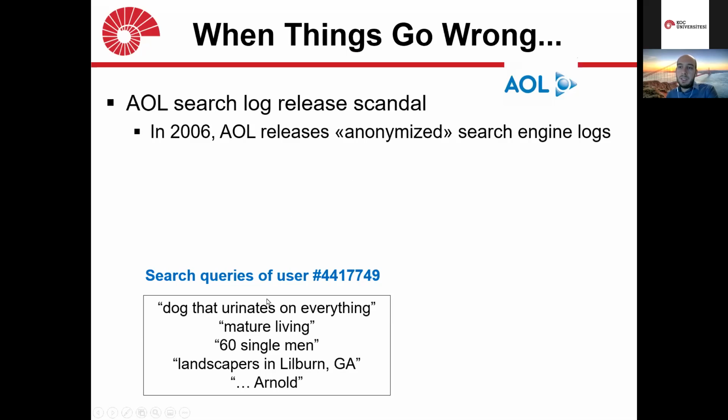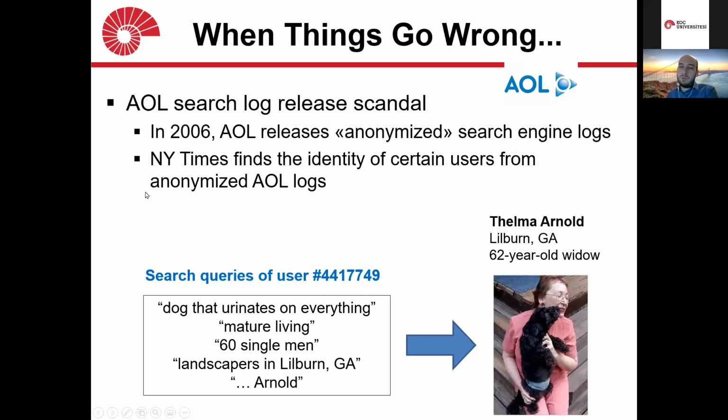So for example, they said we have a user that comes with a pseudonymous number. So no names, no locations, but just the number 4417749. And they said this user searched for the following. They searched for a dog that urinates on everything. They typed mature living, 60 single man landscapers in Milburn, Georgia, and the last name Arnold.